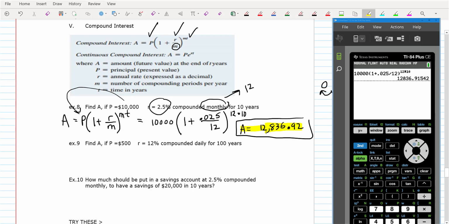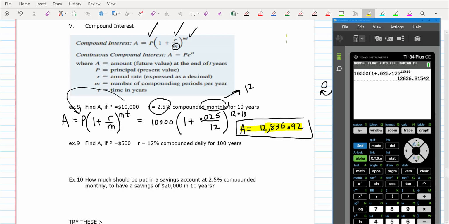So how much interest did you make just in your head? You can do this in your head on this problem. Exactly, right. You went from 10,000 to 12,000, so you made $2,836.92 off of interest alone. Okay, so that's how that works out.